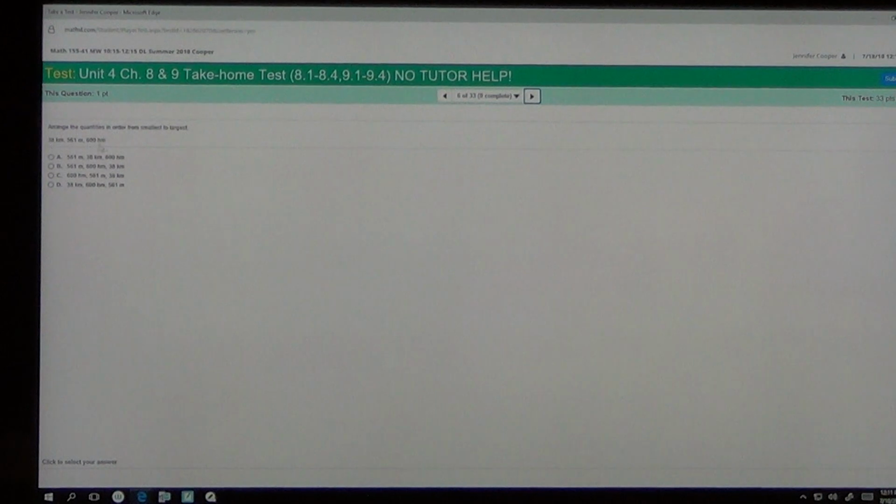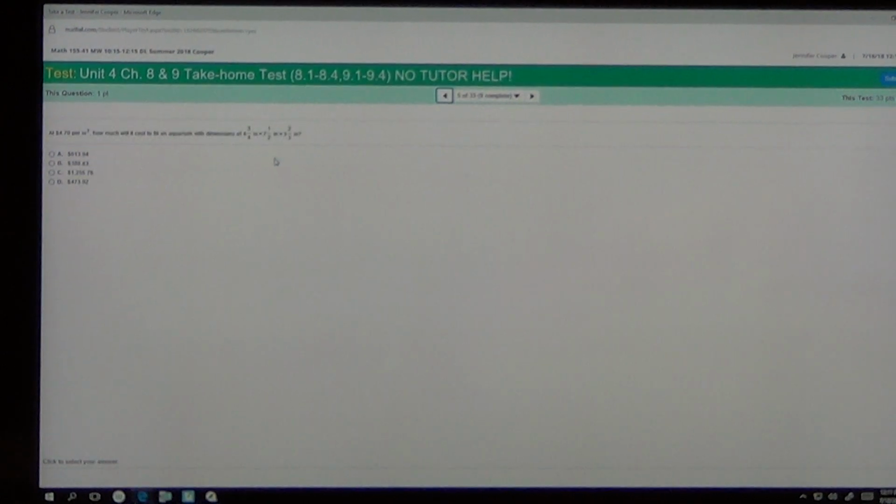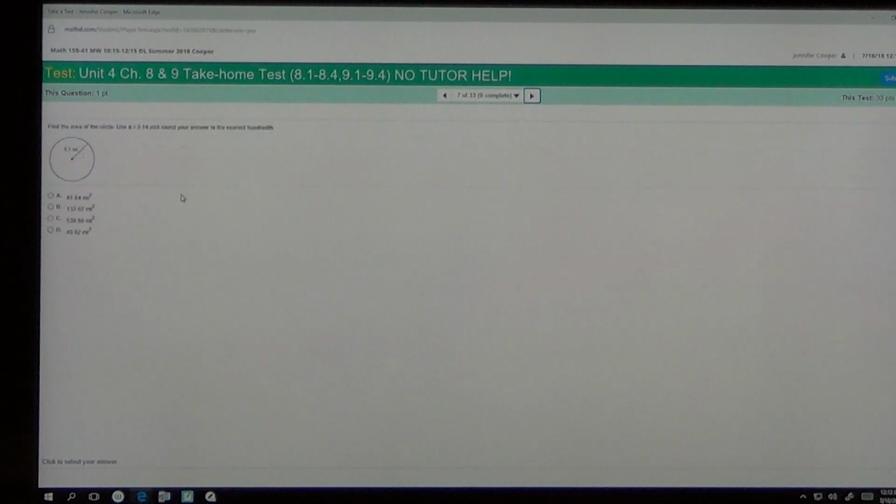Arrange in list order, huh? That's on the test? I've got the test pulled up. Oh, what number was that? That was number 5. Number 6, you've got to change them all into the same units. I've done that one. Smallest to largest, make sure they're smallest to largest.